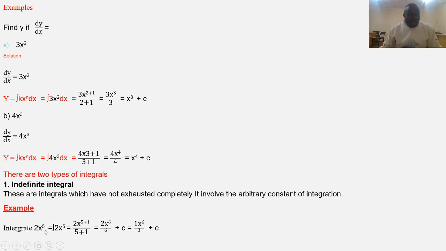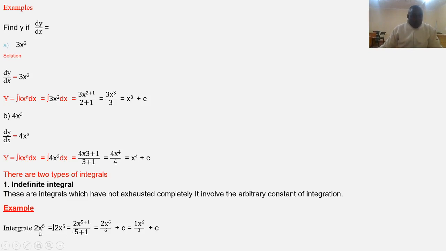So for instance, if we integrate 2x power 5, or what we have even integrated from above, they are indefinite integrals because they contain a c at the end of it. There is no particular equation because you don't have the value of c. If you don't have the value of c, then that is an indefinite integral.